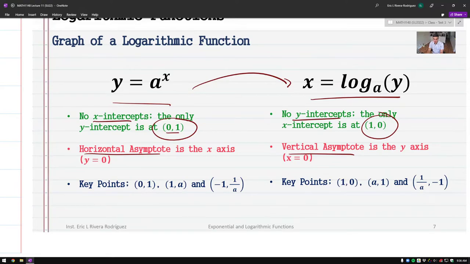And the key points, remember we have (0, 1), (1, a), (negative 1, 1 over a). Well, the key points of the logarithmic function are going to be these same key points, but with the coordinates interchanged. Now it's going to be (1, 0), (a, 1), (1 over a, negative 1). So using the properties of the exponential functions, we can know the properties of the logarithmic functions because they are inverse to each other. The only thing that we need to do is interchange the coordinates. It needs to interchange the range and the domain. We need to do the mental exercise of working with the logarithmic function as an exponential function, but in the inverse way, okay.